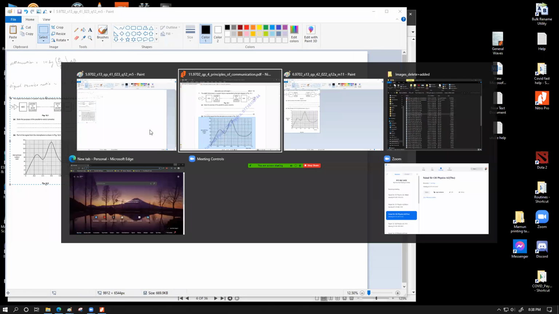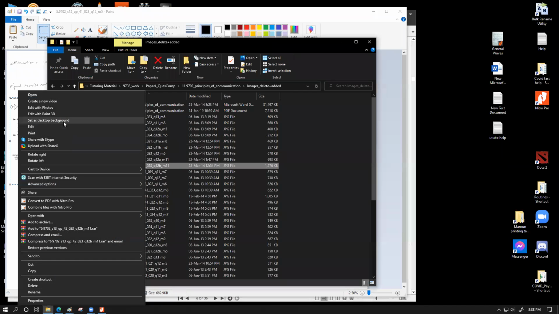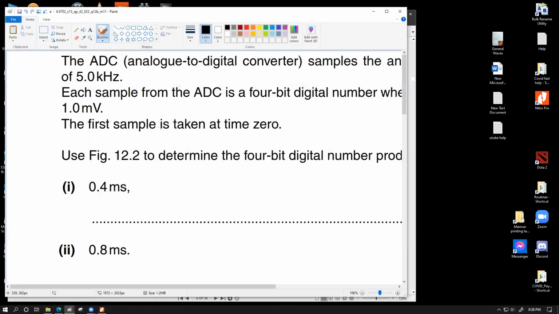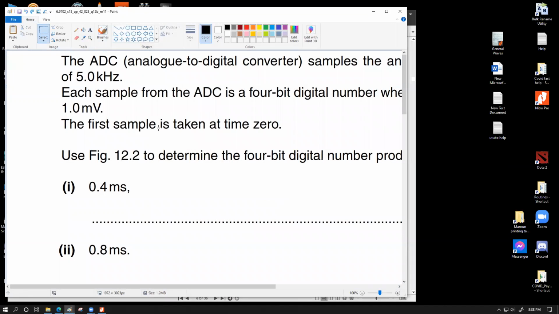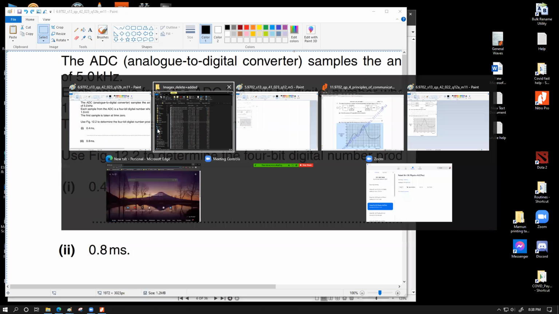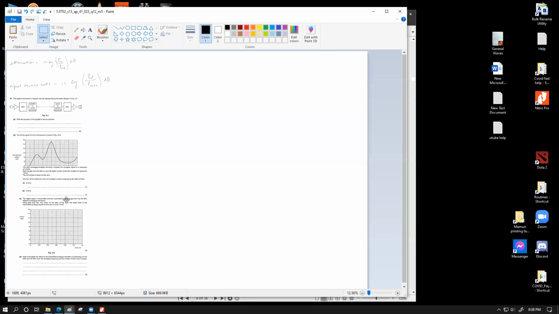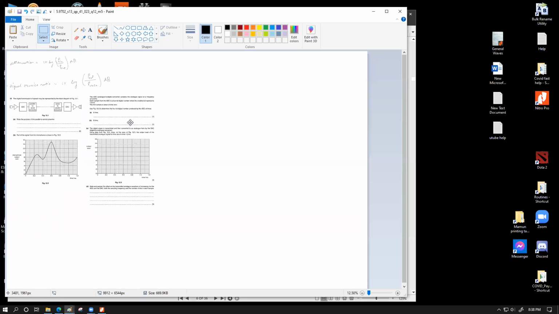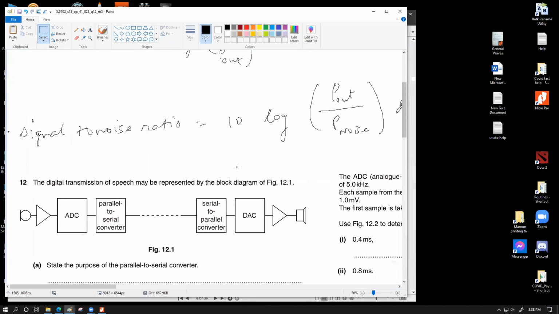And the second part is this. Okay, let's place them side by side. This would be easier for us to solve it anyway. So let's go have a look at this question.